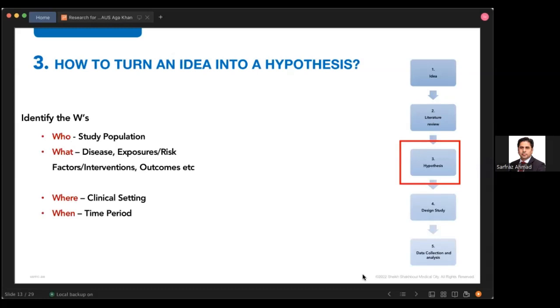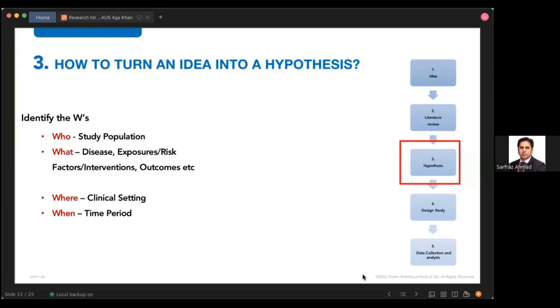After the literature review, when you feel that your idea is worthwhile, you need to generate a hypothesis and a question. The question is very important. It will form the basis of your research project, what question you are going to ask from this research project. And the first thing is to try to identify the whys and hows of how you are going to do this.